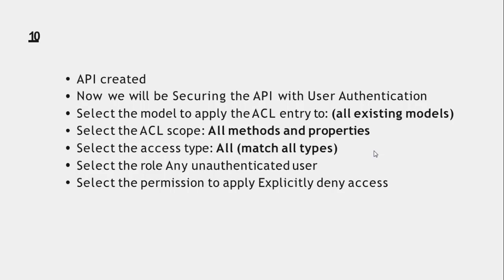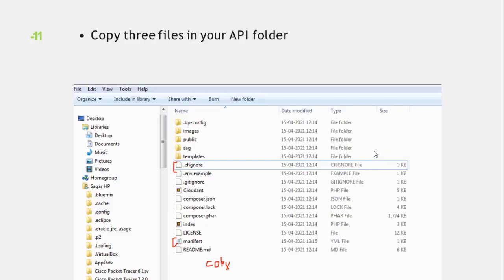It will ask some questions like select the model to apply ACL. For all existing models, it is the same. After that, select the ACL scope. That is all methods for us. And then next, select the access type. After that ACL command, our next part is to host our API on IBM Cloud.